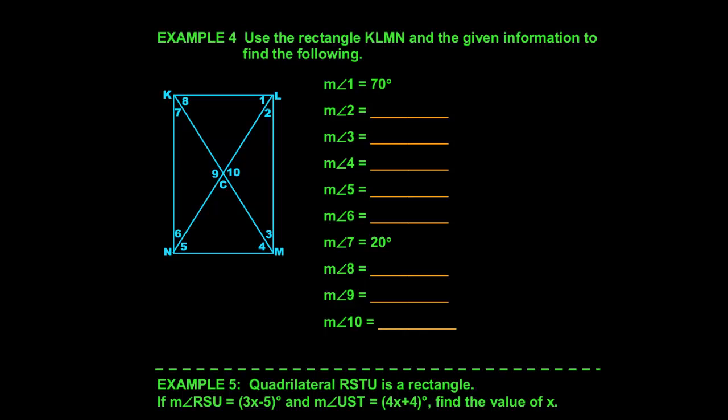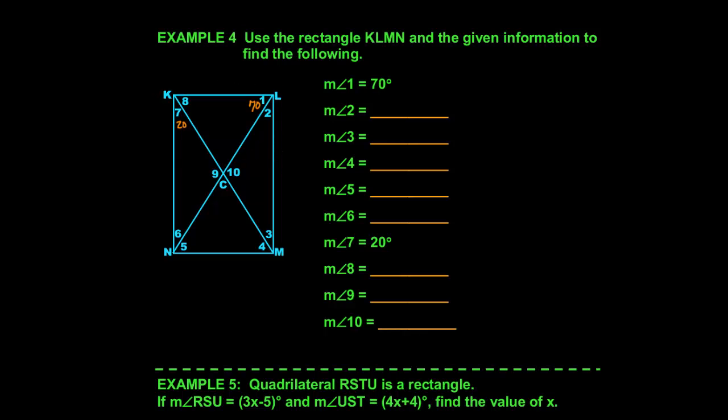Alright, so let's just begin where we can. It's kind of interesting to see what we've got here in terms of our angles and our degrees. It gives us the measure of angle 1. We have a 70, and it gives us 7. This is all that it gives us, 20.